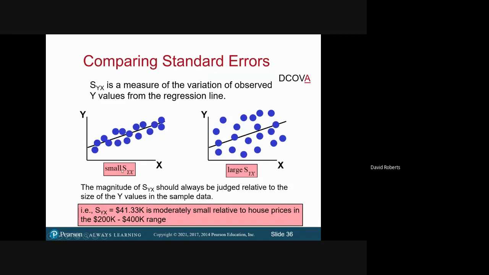It is a measure of the variation of the observed values around the regression line. So if you have a small SYX, it's relatively small relative to these houses in this price range. The larger the SYX is, the more variability there is. So it's like standard deviation and variance, and you want the least amount of variation.